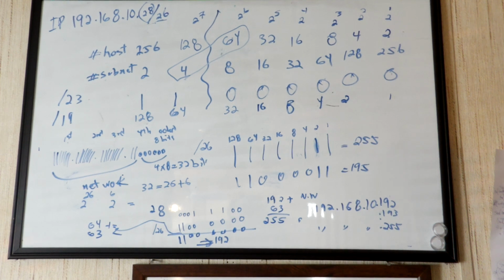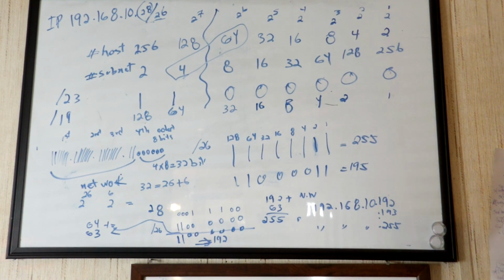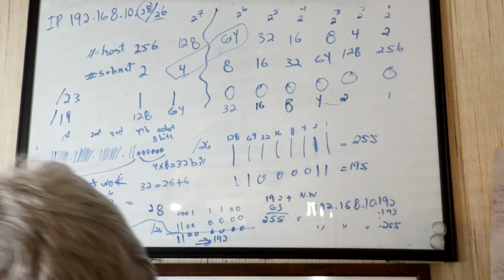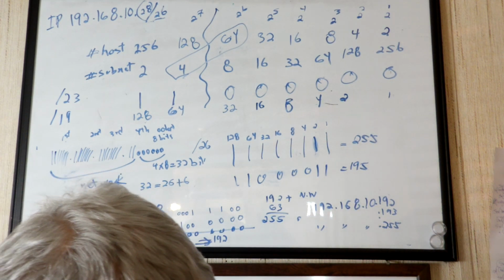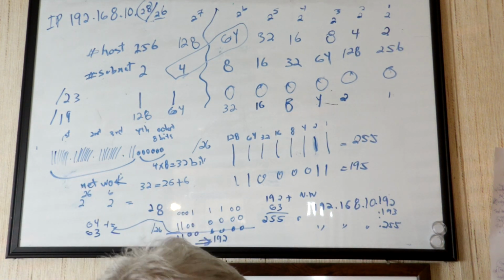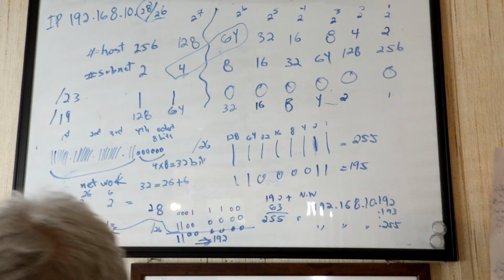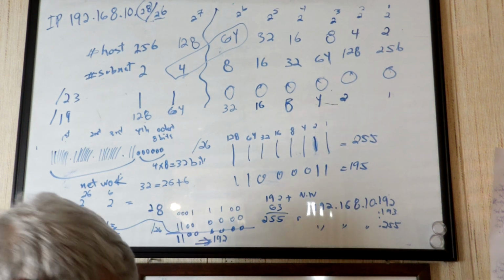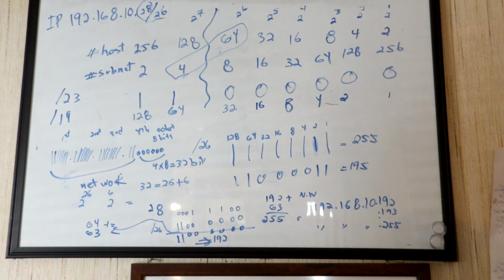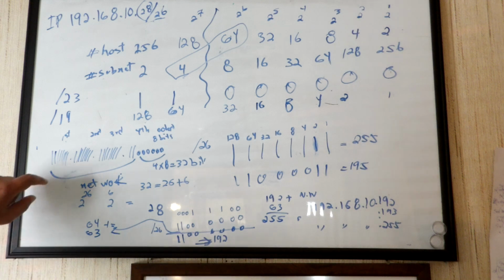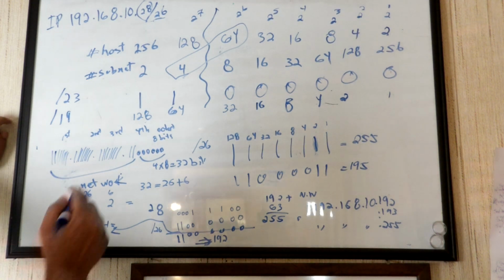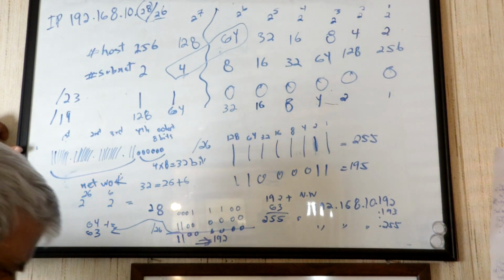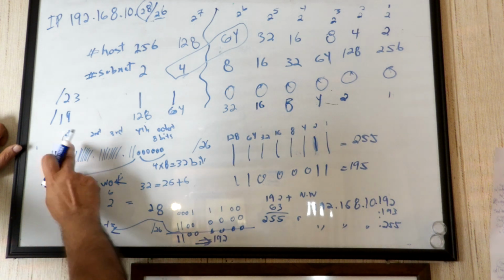In this video we are going to talk about a quick review of what we learned in Networking 1. Look at this one here. There are 4 octets.